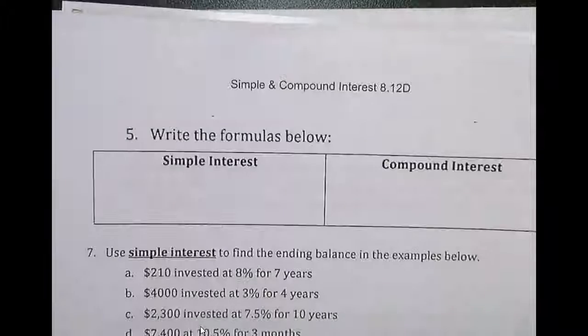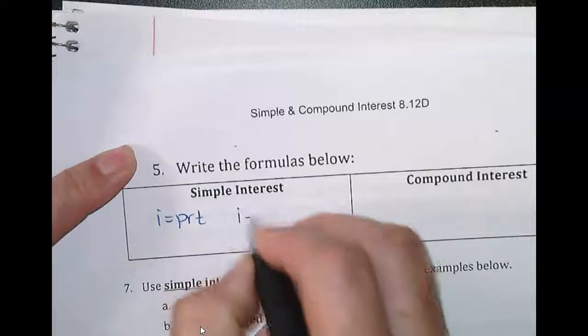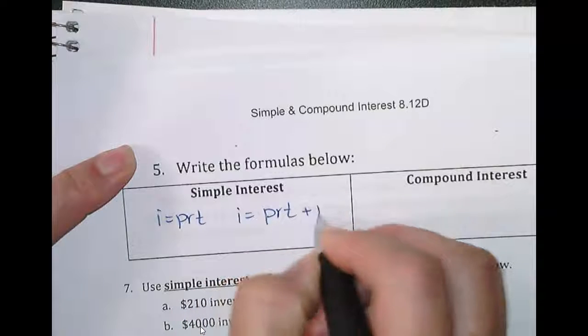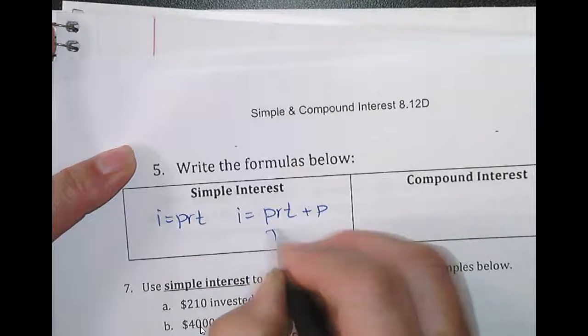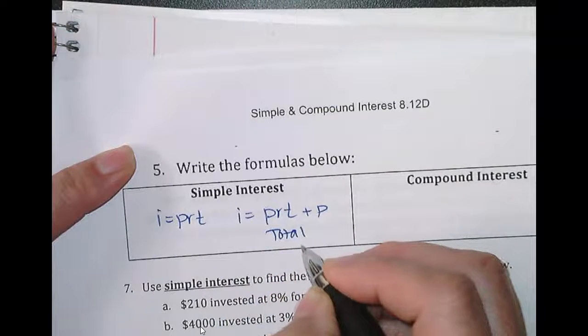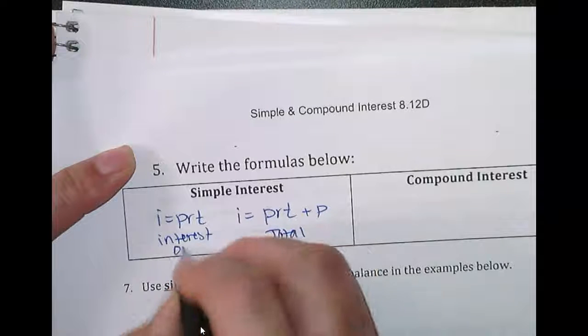Alrighty, if you have questions, tutorials, right? Question 5. It says write the two formulas in. What were the formulas for simple interest? I equals PRT and I equals PRT plus P. Which one solves for total? Probably the one with the add. And which one solves for interest only? How do you know the difference?